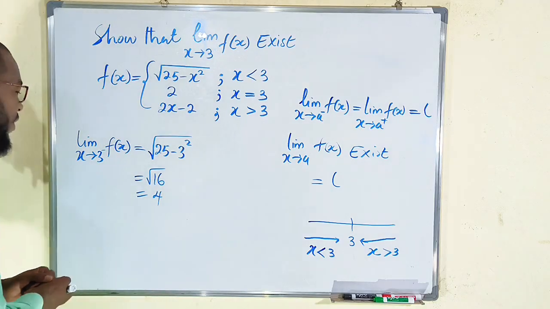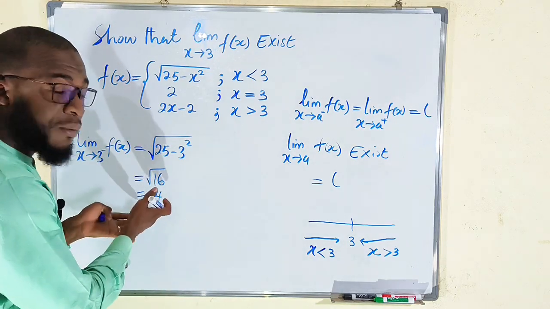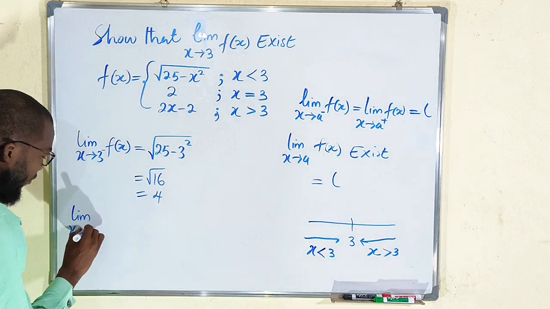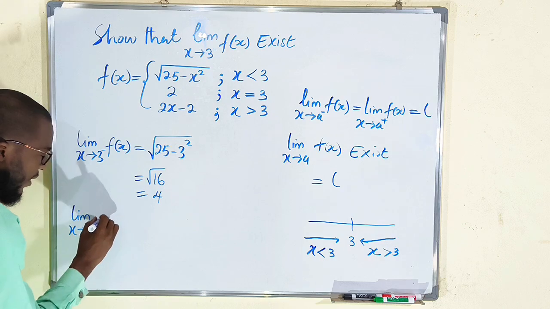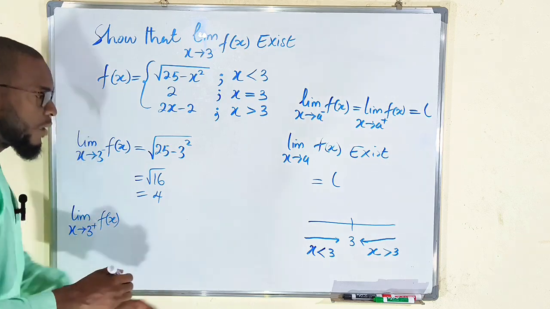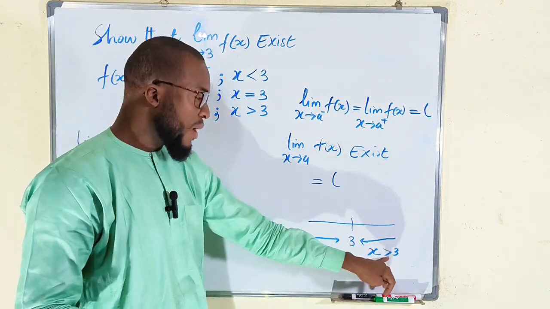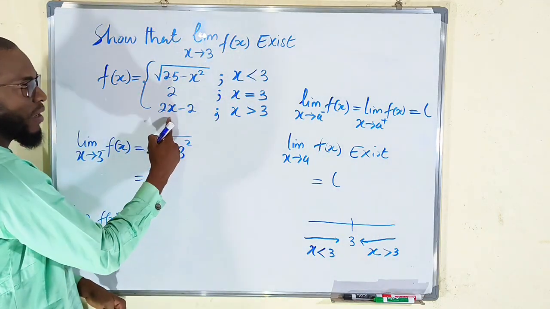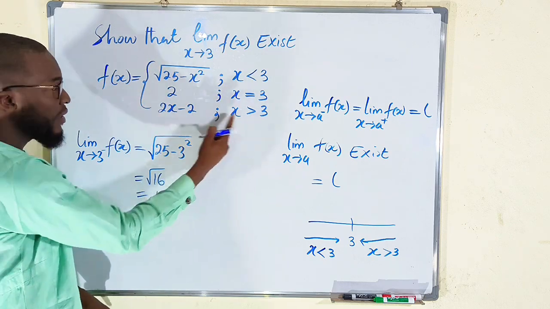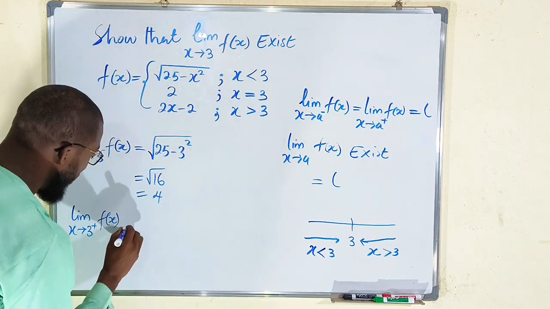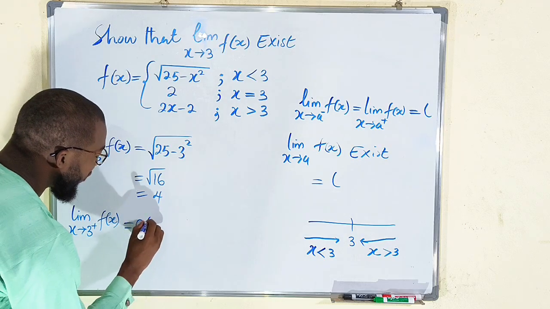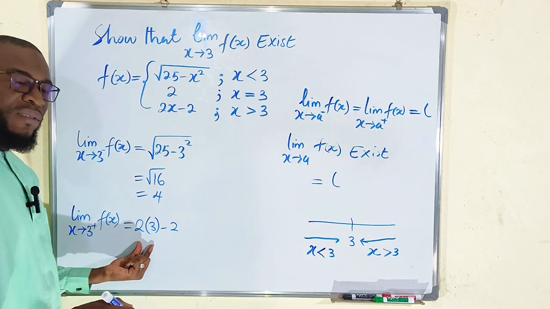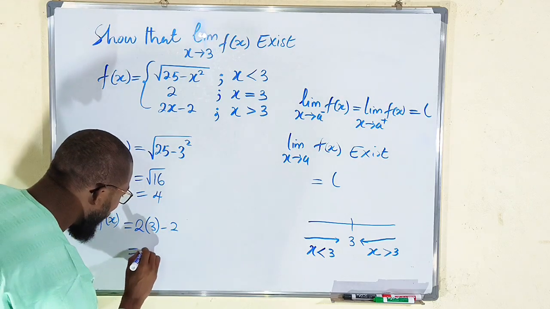What about the right hand side limit? We want to see whether they are the same. So the right hand side limit as x approaches 3 from the right hand side direction, the moment you approach 3 from the right hand side, x must be greater than 3. So where is x greater than 3 here? You see x greater than 3, so we are going to use this function. It will be 2x, but x is 3, minus 2. 2 times 3 is 6. 6 minus 2 is equal to 4.